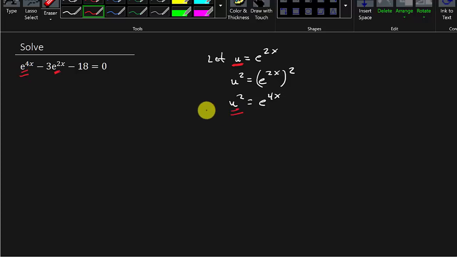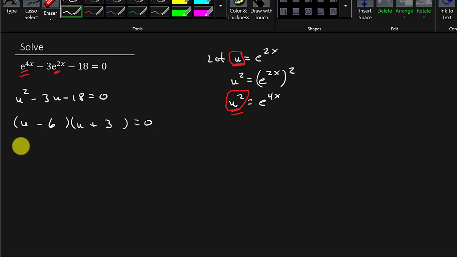So what I'm going to do now is replace the e to the 4x with u squared, and e to the 2x with u. And so that's going to be u squared minus 3u minus 18 equals 0. Now all we're going to do is factor this thing. This is something you learn towards the beginning of the course, solving quadratic equations. So that's u minus 6, u plus 3 equals 0. So u minus 6 equals 0, or u plus 3 equals 0. So u equals 6, or u equals negative 3.